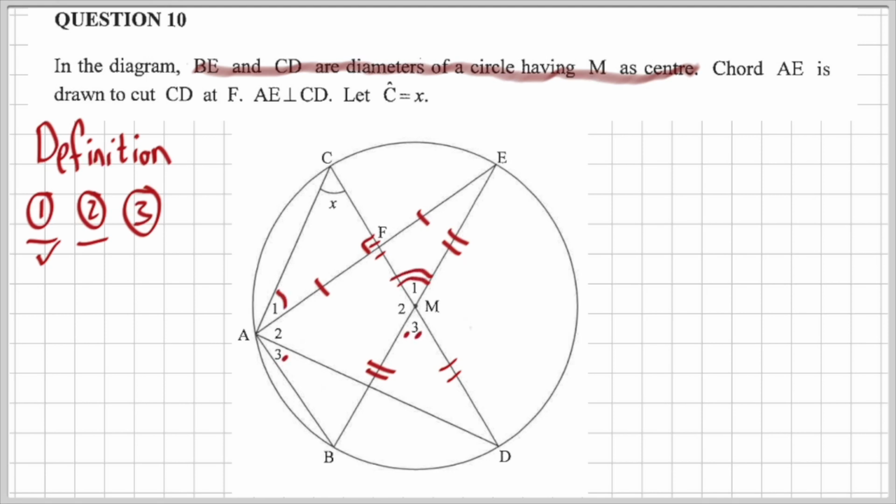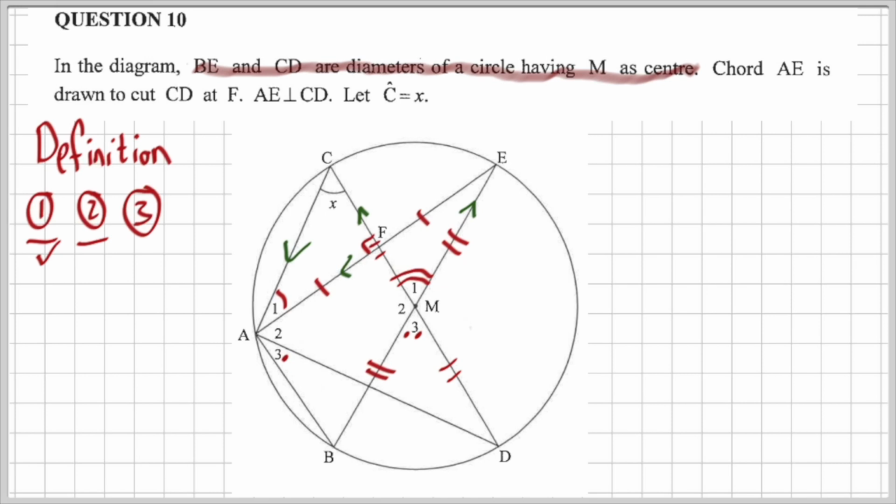Theorem 2 says the angle at the center is twice the angle at the circumference. Please be careful, ladies and gents, of this one, where M1 relates to A2, because I'm using this there. Okay, so it goes from M to C and from M to E, and then it comes together again at A.